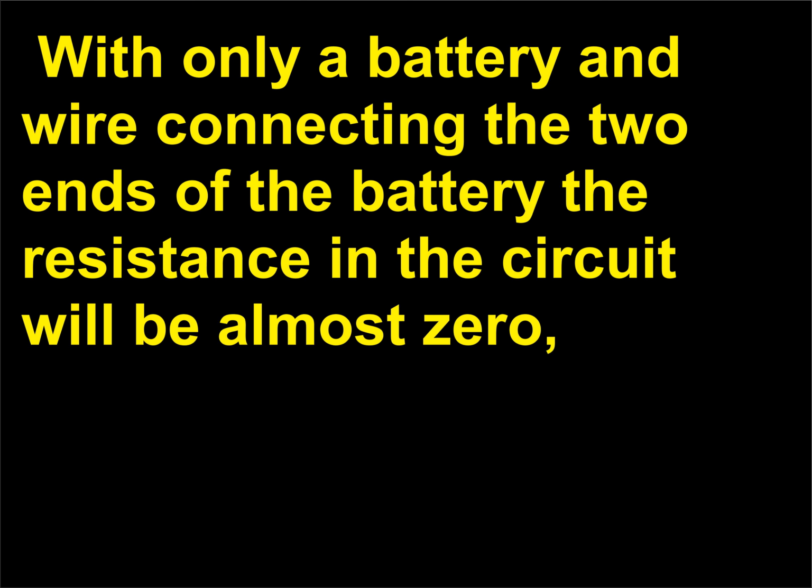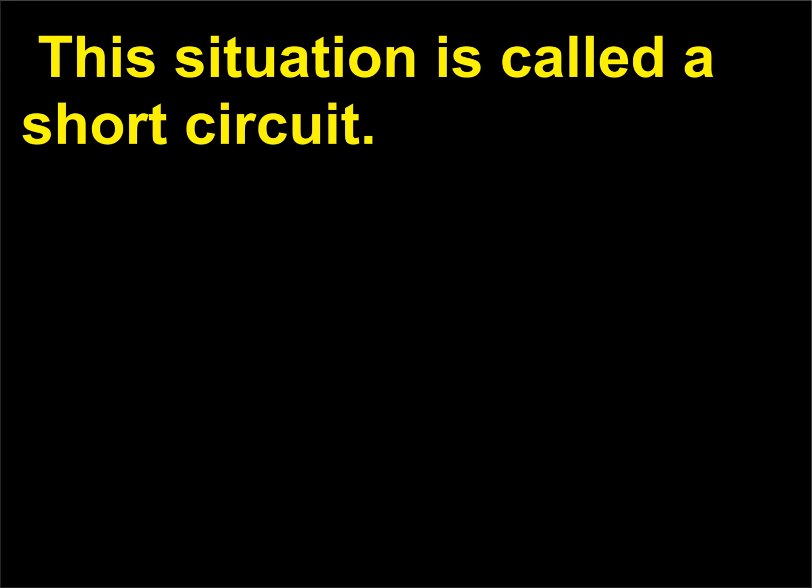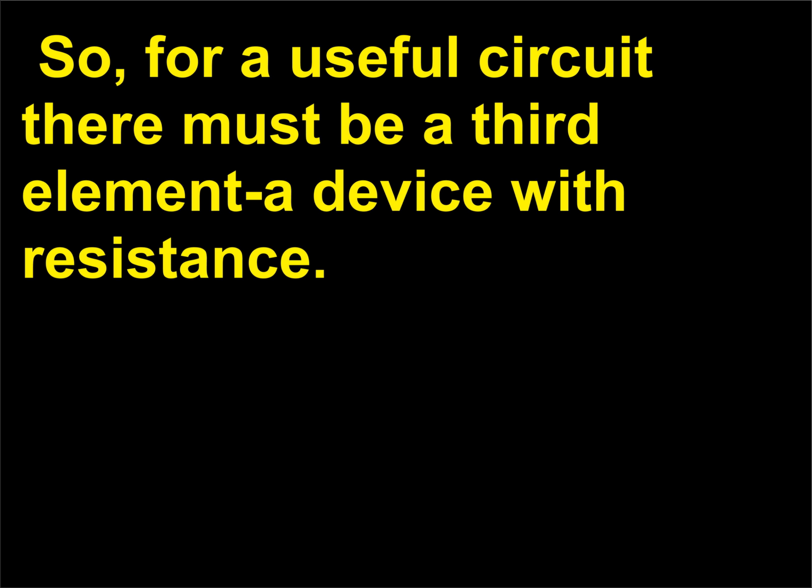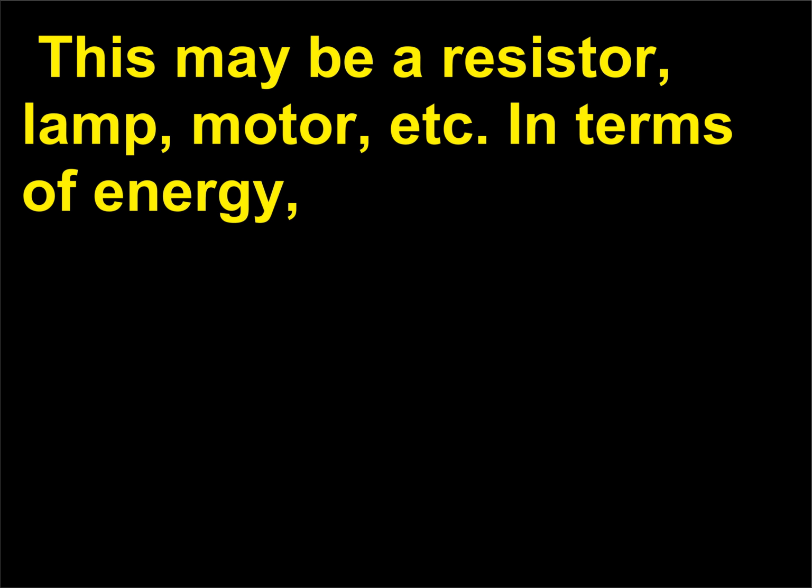With only a battery and wire connecting the two ends of the battery, the resistance in the circuit will be almost zero, and the amount of current will be very high. This situation is called a short circuit. The wire will become hot enough to burn you. So, for a useful circuit there must be a third element, a device with resistance. This may be a resistor, lamp, motor, etc.